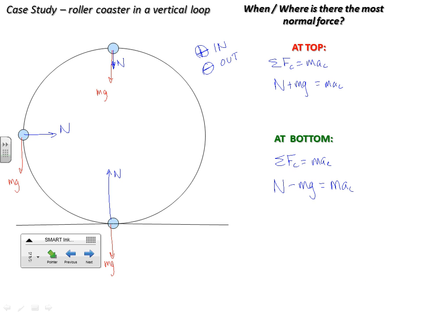Notice here at the bottom, mg points outward. It is in the negative direction. So in order to have some centripetal acceleration, in order for ac to be positive, normal has to be bigger than mg. At the top, I'll just say normal can be anything positive. Normal's not going to point outward. But as long as normal is anything, mg is positive, so we'll get a positive centripetal acceleration.